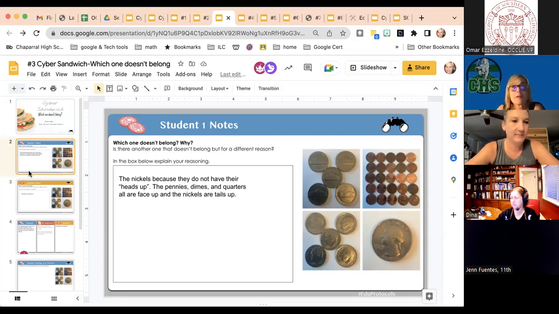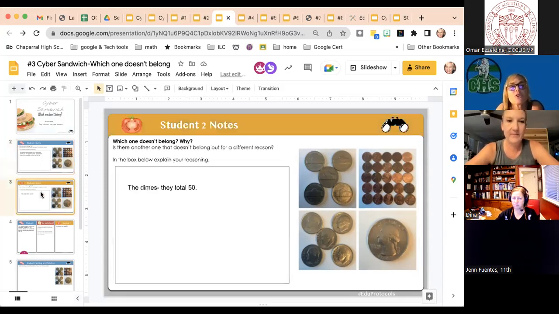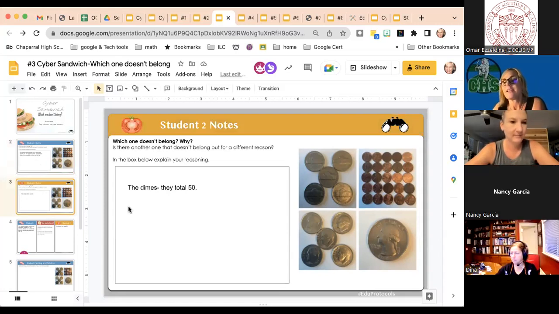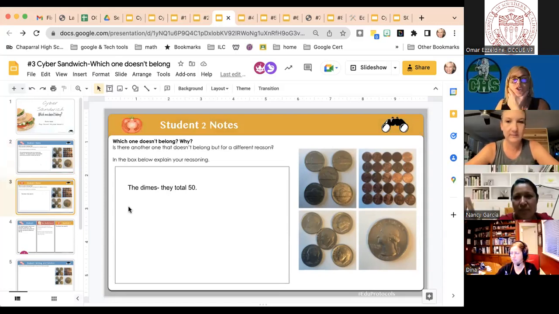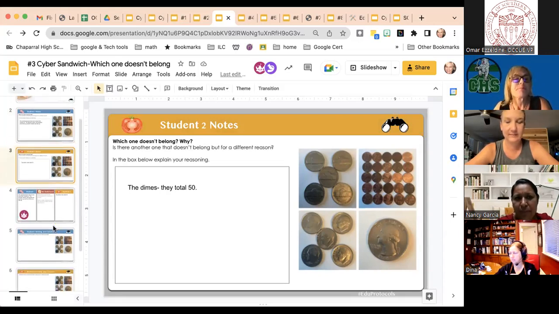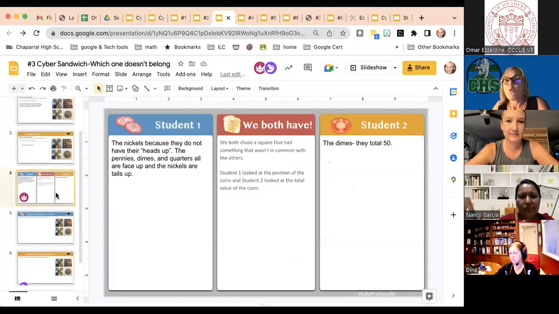Gotcha. Yeah. And then who else was in your group with you? Me, Nancy. Nancy. Well, and so what did you come up with and which one didn't belong? The dimes, as they total 50 cents, and the others total 25 cents. Okay. So once you guys had a chance to work individually, what did you guys come up with on the Venn diagram slide?